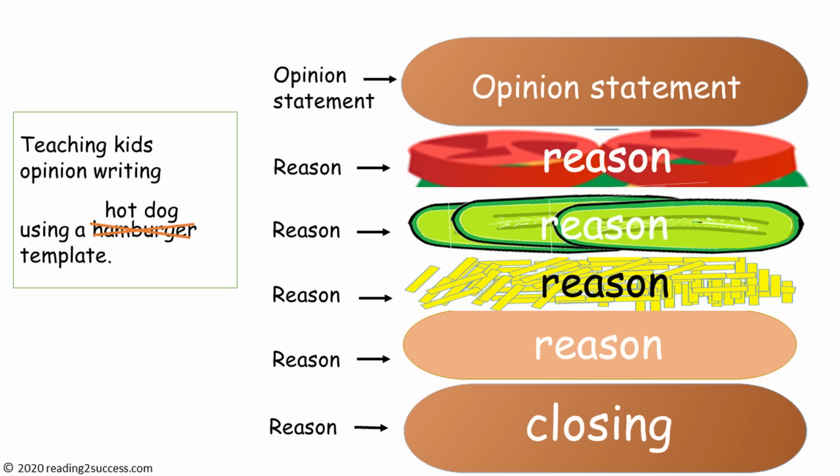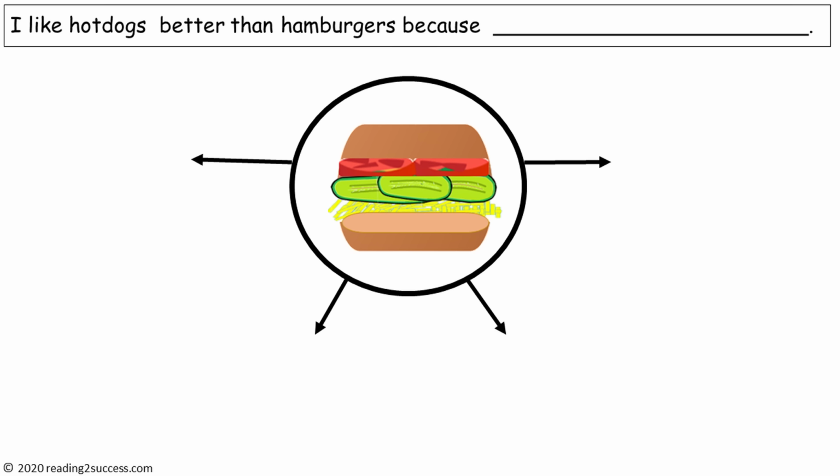Next in the classroom, I also do a brainstorming activity for those who think that a hot dog is better. And for this one time, we'll change the hamburger template to a hot dog template. This is a template to use to brainstorm the reasons that hot dogs are better than hamburgers.